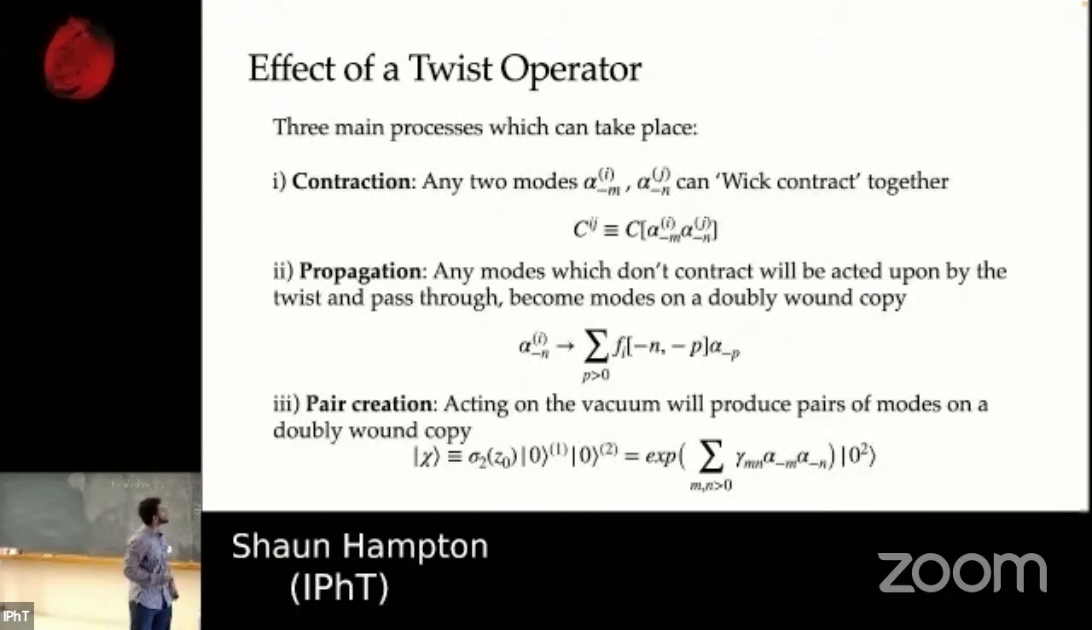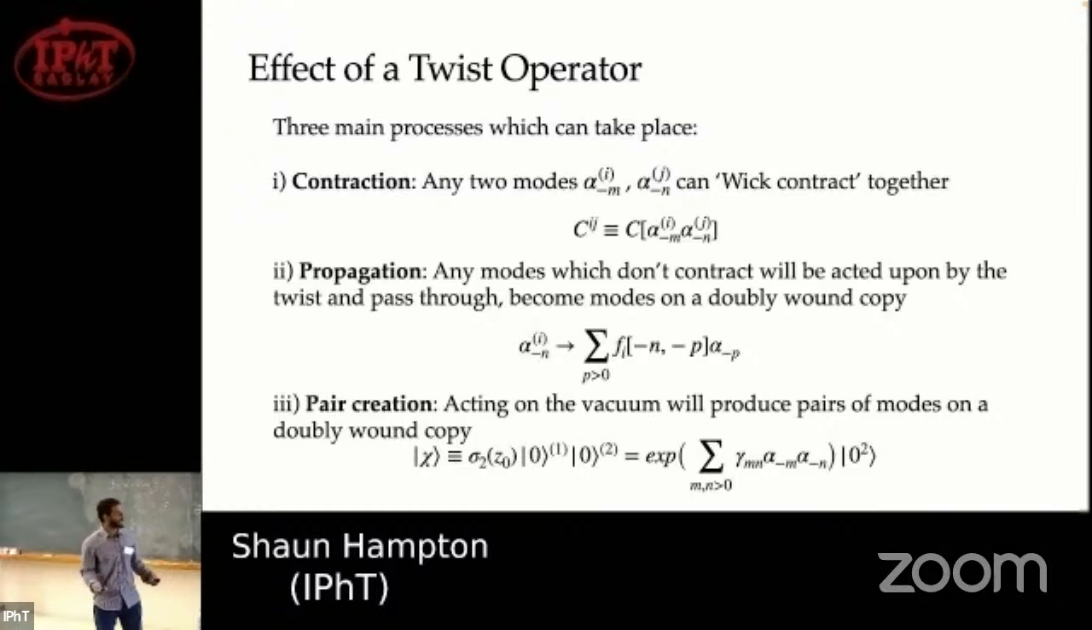So what type of effects do you get from a twist operator? There are 3 main effects, and anything else would be a combination of these 3. One process is called a contraction. Consider 2 modes in the initial state. If there was no twist operator, they would commute with each other, and there would be nothing interesting. But when you apply the twist operator, because you're changing the boundary conditions of the fields, there is an opportunity for them to talk to one another.